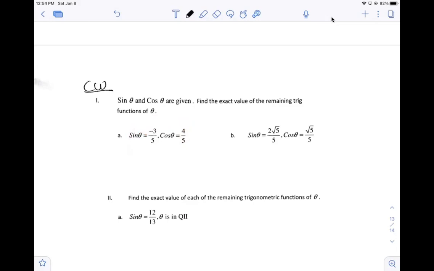Let's take a look at our coordinate axes here. We'll draw a little ASTC chart. Well, we know that the sine can only be negative down in quadrants 3 and 4, the T and the C, right below the x-axis. So I know based on this information it has to be in one of those quadrants. But the other thing this question is telling me is that the cosine of theta is equal to positive 4/5. The cosine is only going to be positive in the first and the fourth quadrants. So between those two pieces of information, I know that I've got to be in quadrant 4.